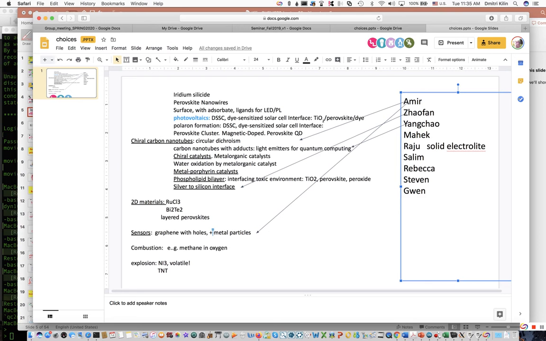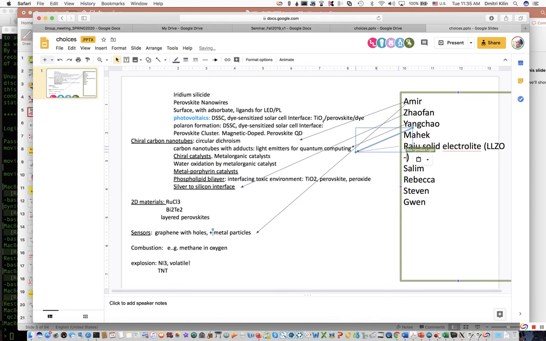Salim? Yes, I'm interested in photovoltaics, and maybe I'm not sure which one particularly, but I would go for perovskite quantum dots. Okay. Yes, thank you. I'll just make both and type explicitly.